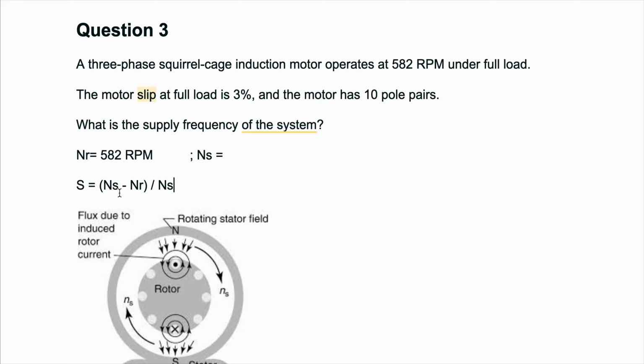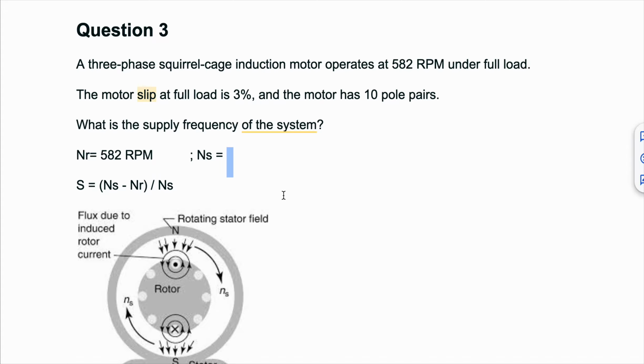We use slip as one of the characteristics and definitions of motors. You can find the curve and also the definition of the slip for induction motors. So this is the main mathematical formula of the speed or slip. And what is the slip? The slip depends on the speed of the magnetic field of the stator.